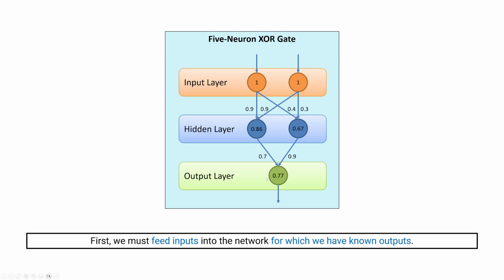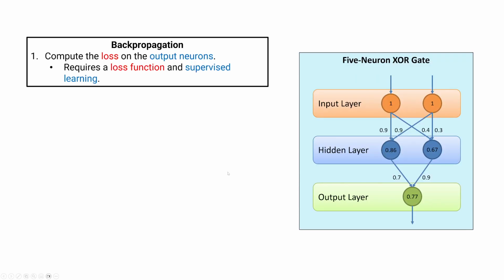And so right away we can see that's probably not good. Our input was 1, 1, and what we want our output layer to give us is a 0. That's the expected output for the XOR gate, and we're quite a bit off. We're at 0.77. All right, so once we have our gate performing and we know what its current value is, we can perform one iteration of the backpropagation algorithm.